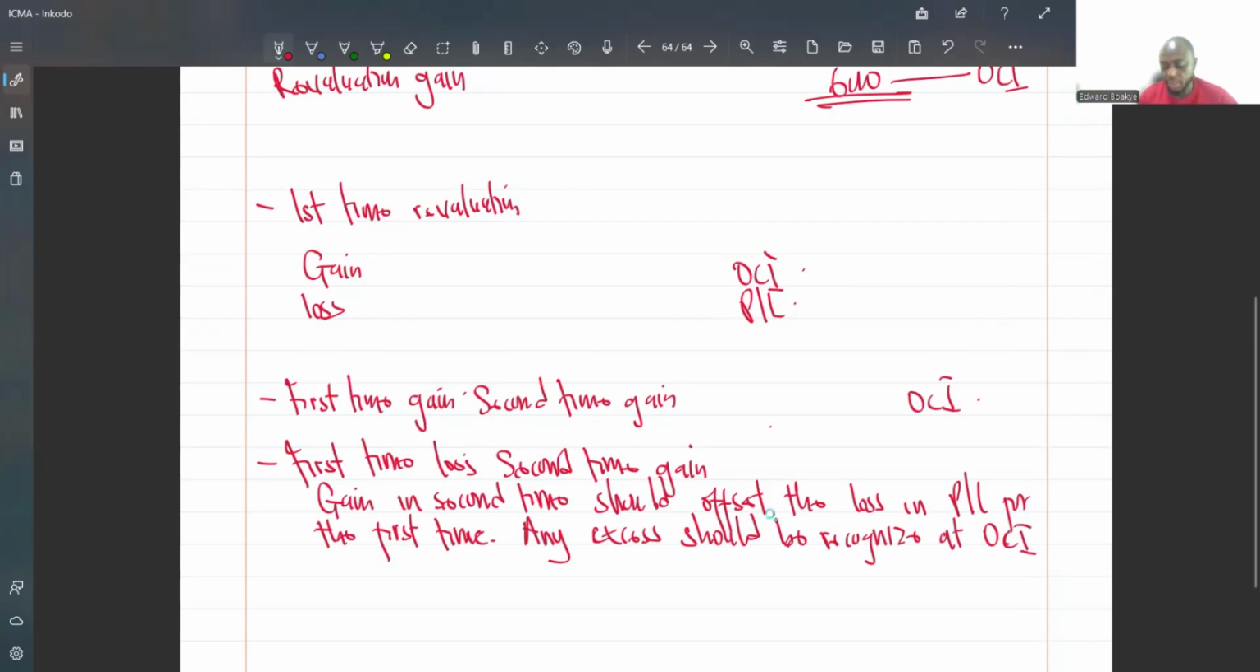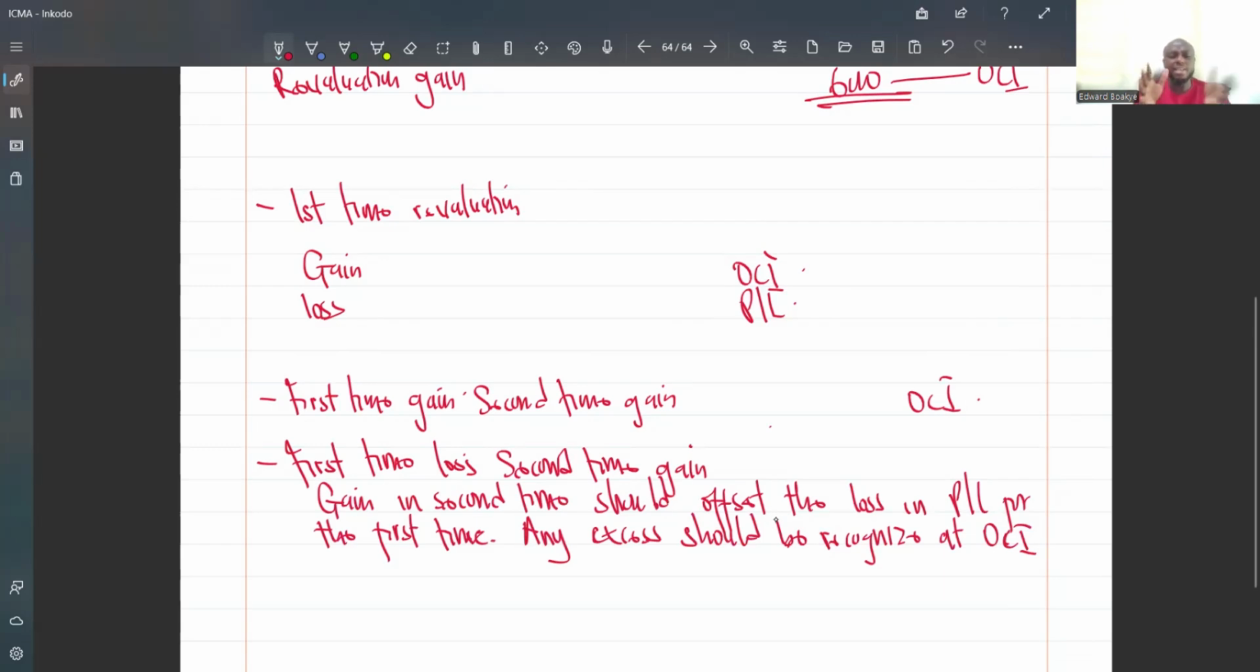OCI. That is, if the gain is more than the loss, then any excess should be recognized at what? OCI. But if the gain is less than the loss, then just offset it. Whatever is there should be there. So it means the next time, if let's say the third time, you get a gain again, it should go and offset the remainder of the loss in the P&L. Then the rest, if it is more, then the rest can come to where we can recognize the rest or the remainder at the OCI.